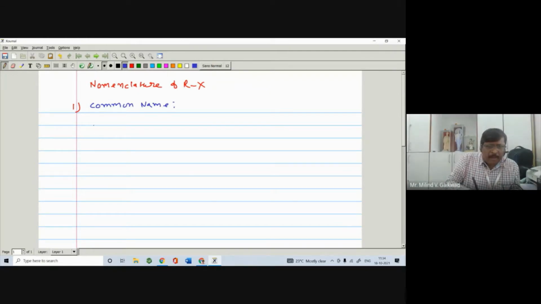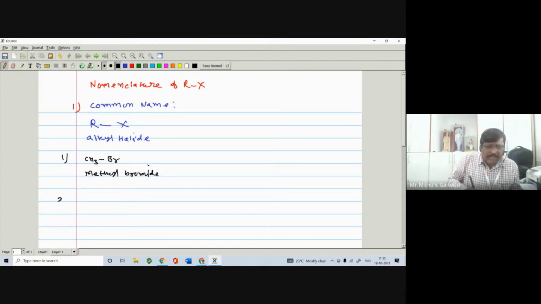We should know the name of R, and we have to write the name halide. So it is your alkyl halide, right? In this way we have to write the name of this compound. Example, R is a simple methyl, CH3. This X maybe you can take chlorine, bromine, iodine. Suppose if I take here Br, then methyl bromide. It is your methyl bromide, right?